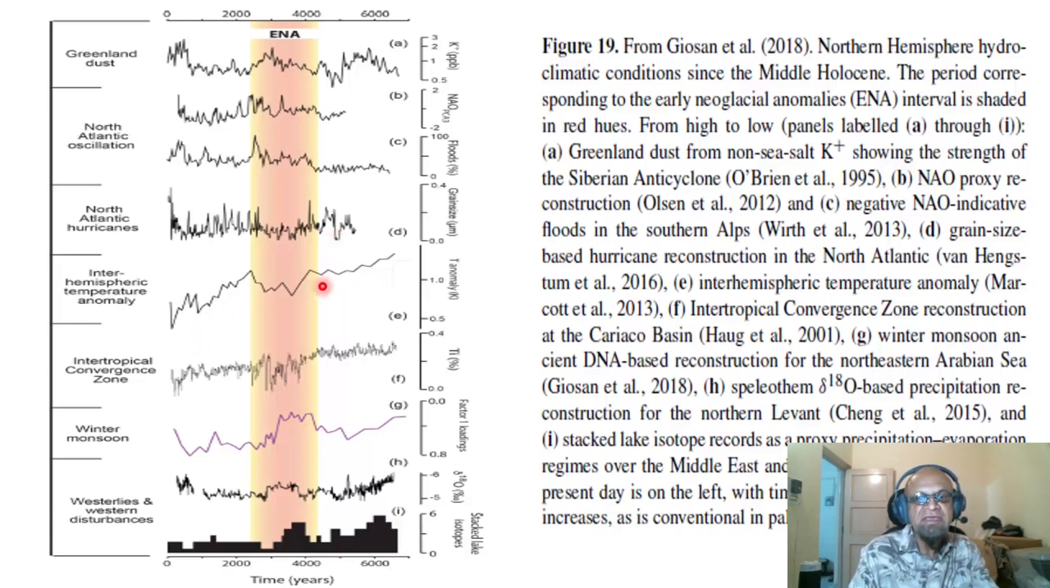Interhemispheric temperature anomaly and intertropical convergence zone, ITCZ, which is an indicator of various climate variability proxies, and winter monsoon, which is what we are most interested in, and you can see a clear signal there. This is looking at, let's see, winter monsoon, this is G. So winter monsoon, ancient DNA-based reconstruction for northeastern Arabian Sea. And then there are speleothems here, and western disturbance, westerlies and western disturbances.